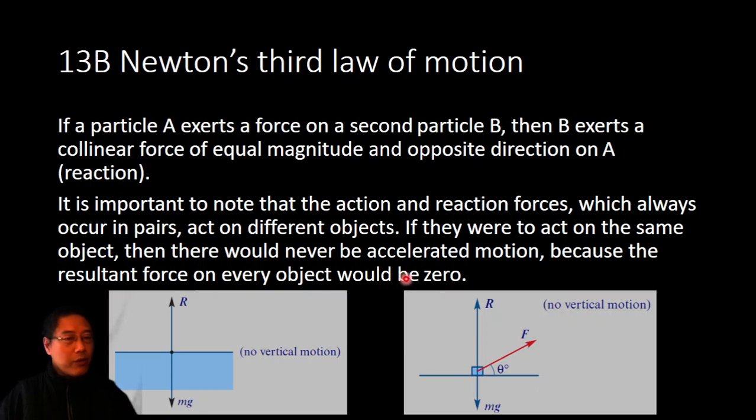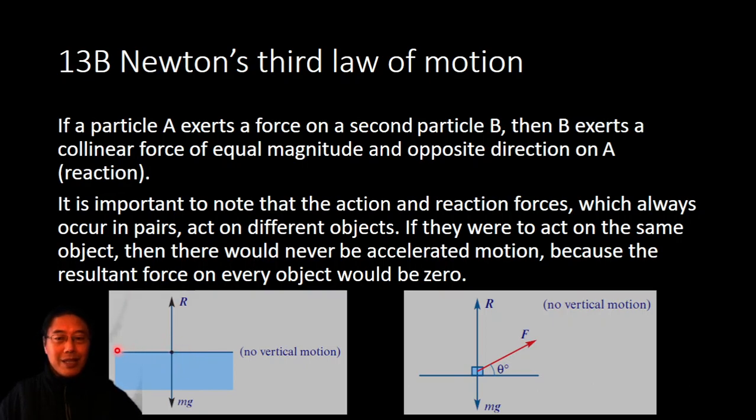So if you have two forces and they act on the same object, because the resultant force is equal to 0, then they have either no motion or they will be moving at a constant velocity. Alright? So for example, if you have an object that is sitting on a table, let's say you have a book. It has a weight force going downwards, but the table has an opposite reaction, so the book will be stationary.